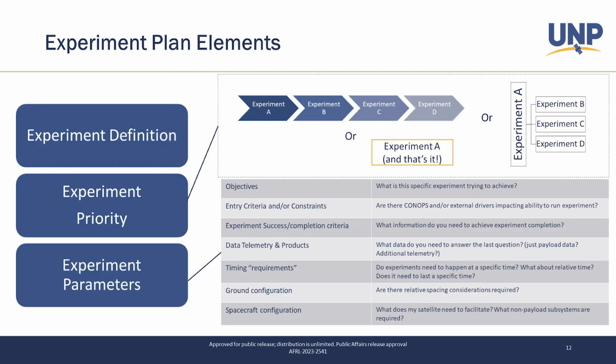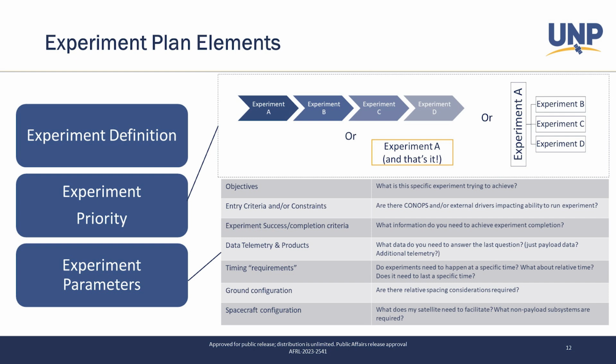So on the next slide, I've kind of broken out the basic experiment plan elements that we look for, right? So if you look on the left-hand side, you've got your experiment definition, your experiment priority, and your experiment parameters. And these are kind of categories that I made up based on seeing a few of these. And so the idea here is that experiment definition, you got to define what you're doing. So that one's pretty straightforward. But then once you start to look at it, maybe you only have one experiment and that's good for you and that's perfect. But there's priorities within that experiment.